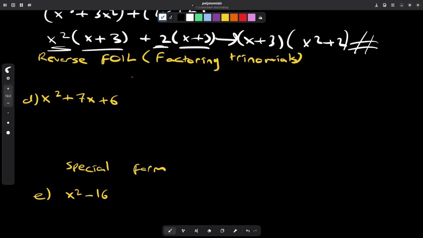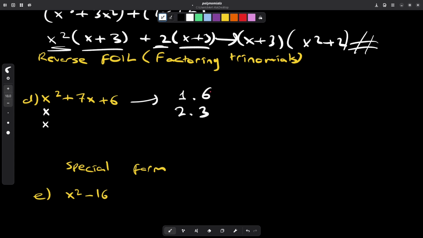Reverse FOIL, factoring trinomials. This works best for trinomials. How are we going to do it? First, look at the first term, x squared. I can factorize this as x multiplied with x. Now, the next step is I need to factorize 6 in a way that when you add the factors, it gives the coefficient of the middle term, which is 7. How can I factorize 6? 1 multiplied with 6, or 2 multiplied with 3.